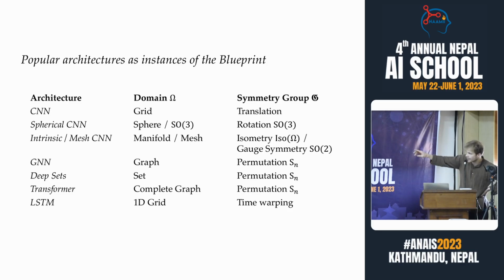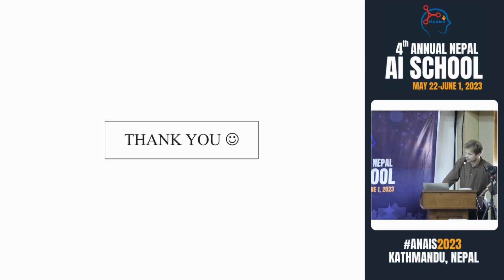I think intrinsic and mesh CNNs are interesting. I recommend you read about them. They're very geometric. And then LSTMs, I think, is a bit of another beast, but again, the domain, as you can see, is a one-dimensional grid. And you have the associated symmetry group. So, yeah, this is all I prepared for you today.